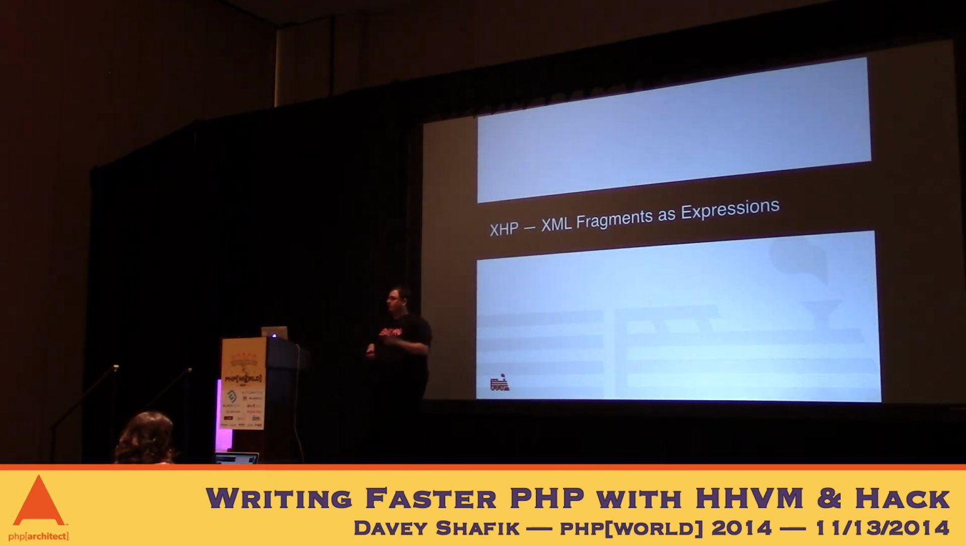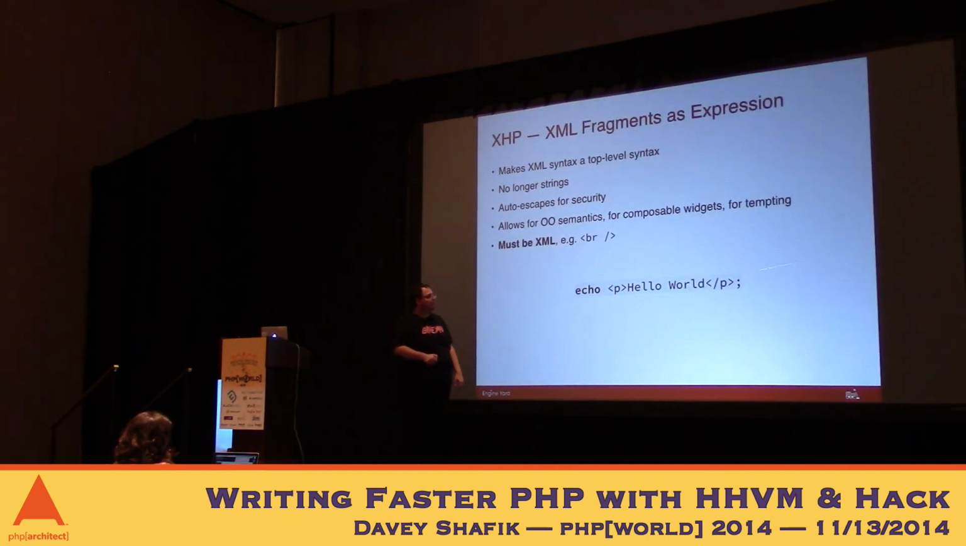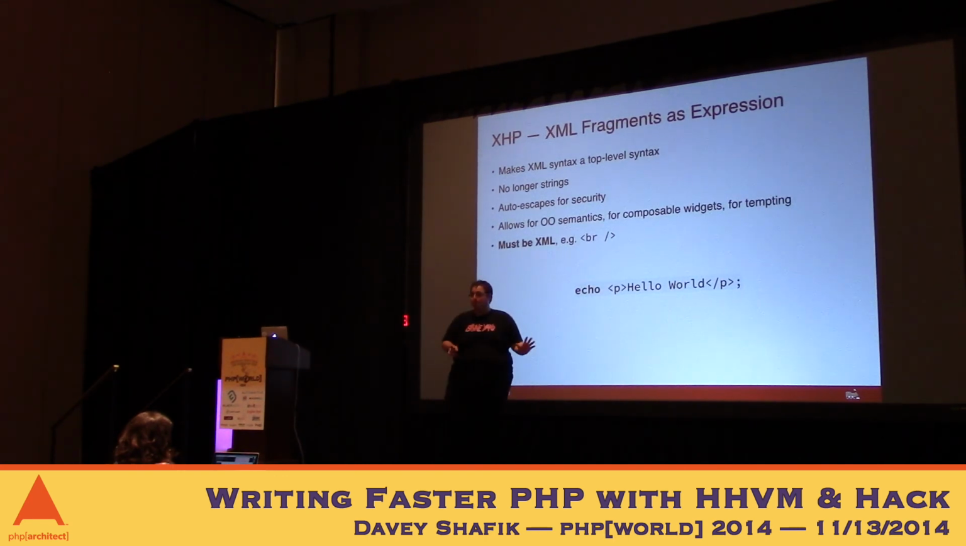And you'll see a use for that. You'll see that actually they've done that already. It must be XML, so you need to use short tags. So if you've got BR, you need to have that closing slash. Okay, it's important. So this is what it looks like. So echo P hello world, no quotes, right? Looks a little odd. You're like, oh, what the hell?